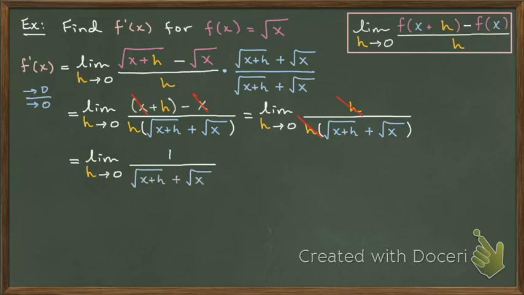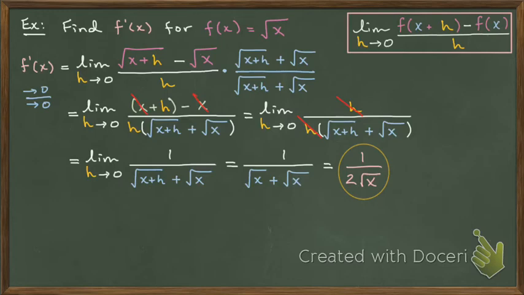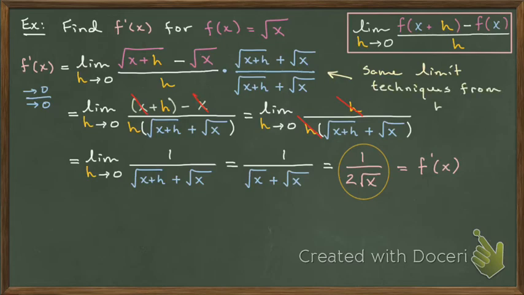This is what I'm left with. And now I can take the limit as h goes to 0. I get 1 over square root of x plus square root of x. I can add those together. I get 2 square root of x, so 1 over 2 square root of x. This is my derivative. I just want to make a note that all the same limit techniques still apply when I'm finding derivatives: multiplying by a conjugate, factoring and canceling, expanding, using a common denominator. All of those things are going to stay here.